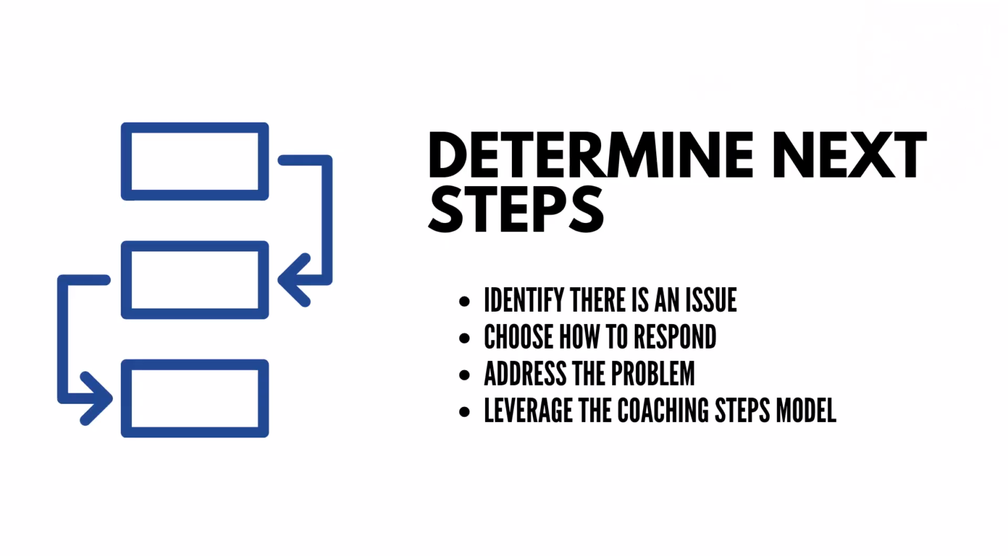Look, if performance is not where it needs to be with a team member, I have a 4-step process that I know has helped me determine the best course of action. First, I identify that there is an issue. You have to first recognize that there is something that exists. 2, I have to choose how I'm going to respond. 3, it comes down to addressing the problem. And 4, then it's about leveraging some steps to really coach them the right way.